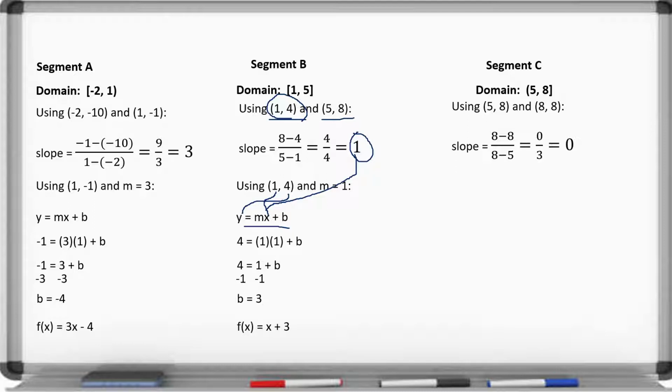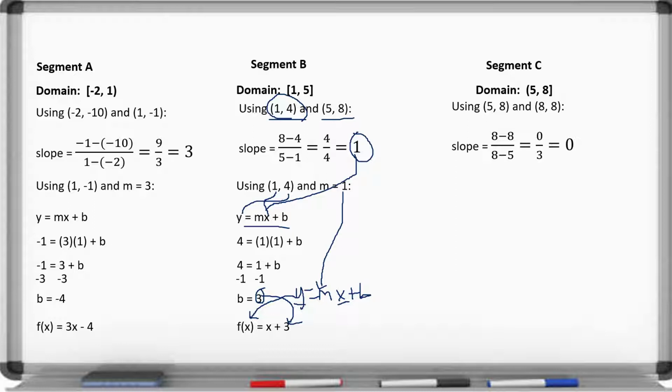So again, plugging into y equals mx plus b, we know our m is 1, x is just x, y is just y. We actually call y f of x, and then our b is 3. All right, so two equations down, we need one more to go.